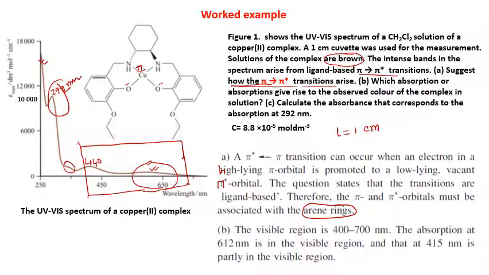So the absorption band around 612 nanometer is in the visible region, and that of 415 is partly in the visible region. This band around 400 nanometer is partly in the visible region, whereas the higher wavelength band around 600 nanometer falls fully in the visible region. So the third, this band around 612 nanometer, is responsible for the coloration of the complex.